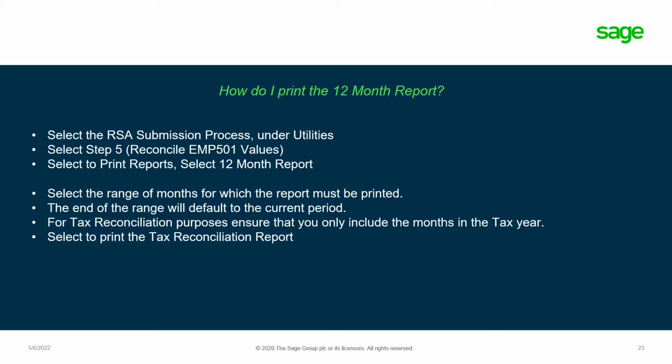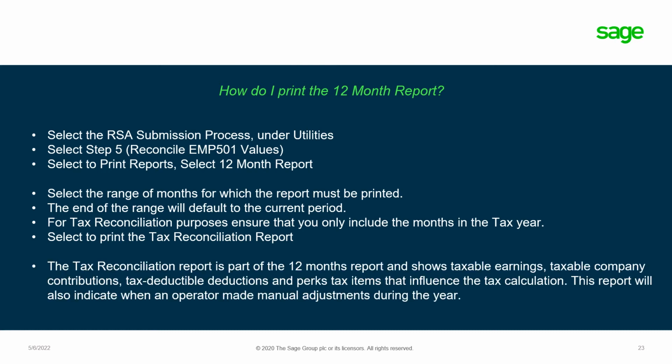For tax reconciliation purposes, ensure that you only include the months in the tax year. Select to print Tax Reconciliation Report. The Tax Reconciliation Report is part of the 12-month report and shows taxable earnings, taxable company contributions, tax-deductible deductions, and perks, items that influence the tax calculation. This report will also indicate when an operator made manual adjustments during the year.